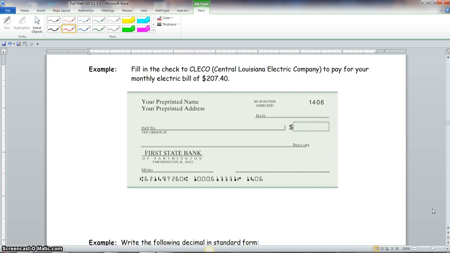It says example, fill in the check to CLECO, Central Louisiana Electric Company, to pay for your monthly electric bill of $207.40. Now, what we have to do here, we could fill in the date. Let's just use today's date. Today is the 11th. And it's 2012. Now, pay to the order of, some companies will allow you to put their initials, so we're going to do that. We'll put CLECO.